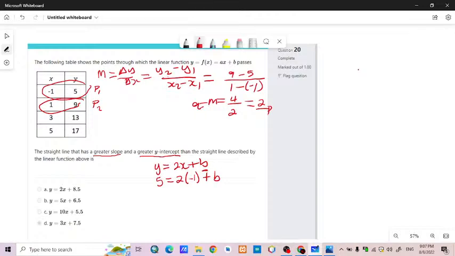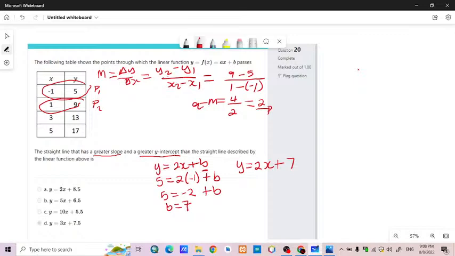We are trying to solve for b. This becomes 5 equals minus 2 plus b. Taking this to the other side becomes b equals 7, right? Okay, so now we have b. So our formula is y equals 2x, the gradient is 2, and then what's the value of b? Plus 7.